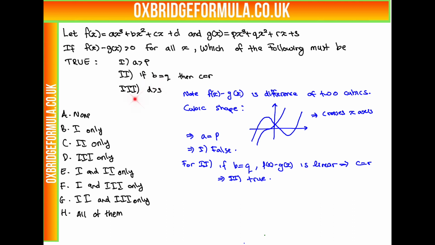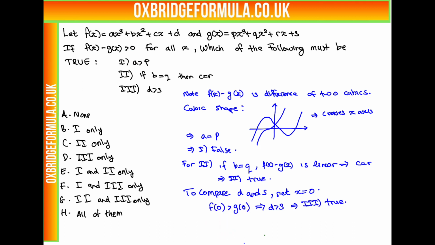And finally, if we're looking at the third case, we're trying to compare d and s in f and g. So it makes sense to try and eliminate everything before that. If we try to do that, then we need to set x equal to 0. If we set x equal to 0, then all of these things here would cancel out, and we'll be able to compare just what d and s are. So we know then f of 0 minus g of 0 is positive, so that means f of 0 is greater than g of 0, but f of 0 is d, and g of 0 is s. So that means d is greater than s, so this is also true. That means our answer is G.